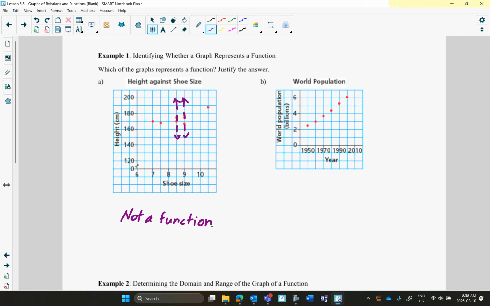How about this one? Can I draw a vertical line through more than one point? Nope, which means that it is a function. Okay? Be careful with that. Don't get that confused. If you can draw a vertical line through more than one point, it's not. If you can't, it is.